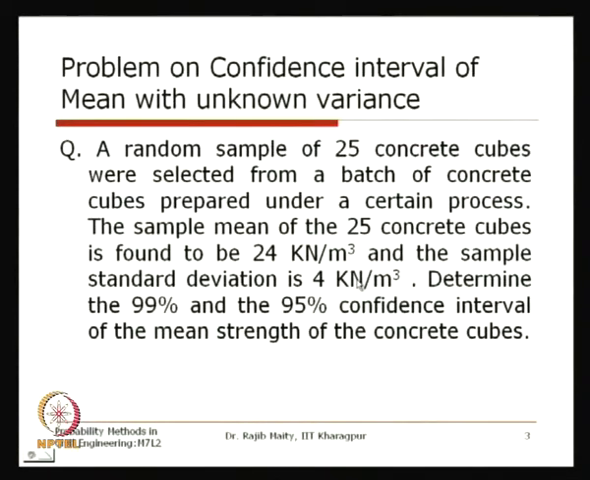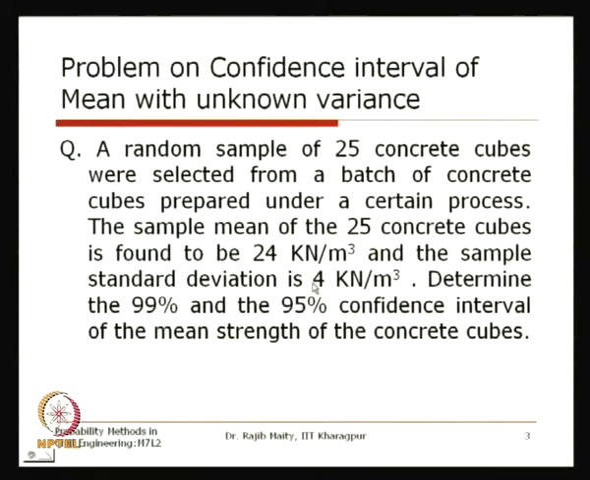So basically here, as you can see, 24 kilonewton per meter cube and 4 kilonewton per meter cube are given as the mean and standard deviation. What can happen is that 25 concrete cubes are there, so 25 values can be obtained from them, and from there we can calculate the mean using the estimator we discussed in the last class, that is x bar equals the summation of all these values divided by n, here 25. Similarly we can use the estimator for the standard deviation.